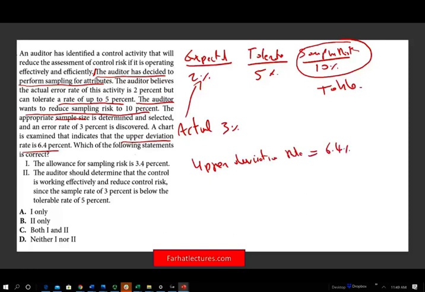Which of the following statements is correct? So we have a lot. They could ask you a lot of questions about this topic. Let's focus on one thing at a time. The allowance for sampling risk equal to 3.4%. Is this statement correct? I hope you remember from earlier that it is correct.